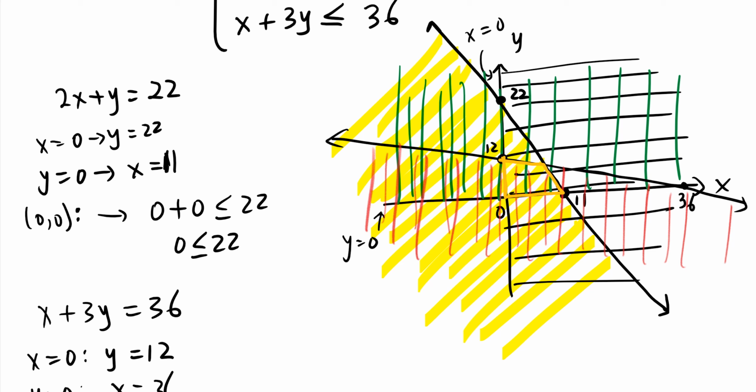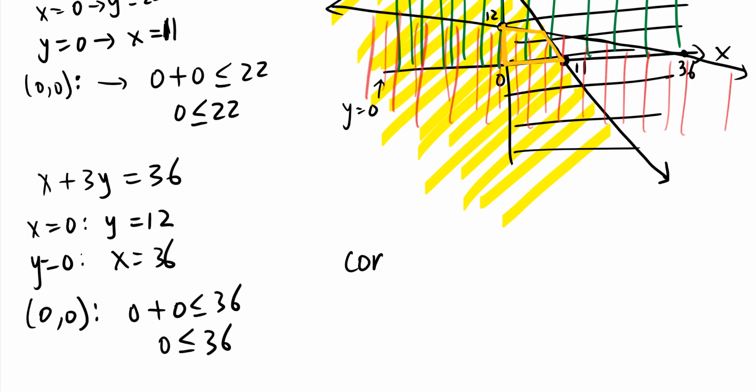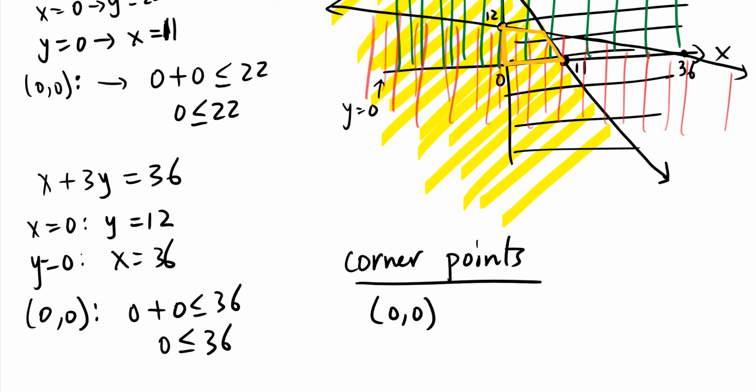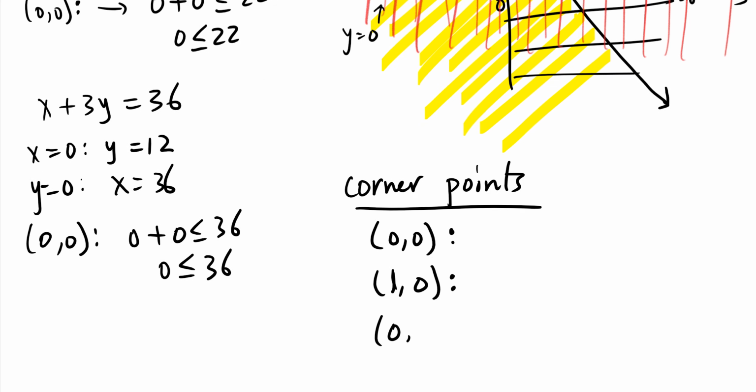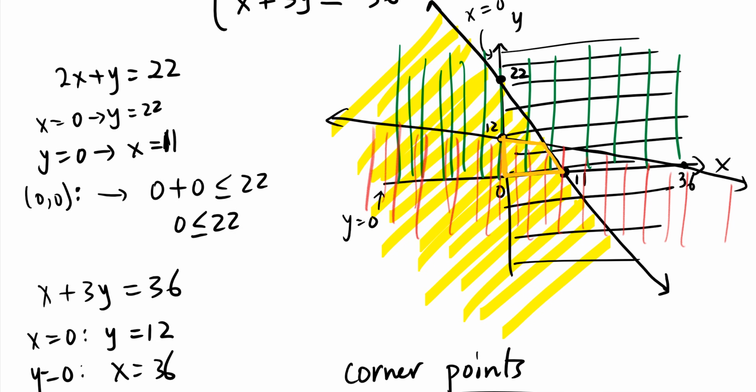And now you can see the points that we have here, the corner points. I'm going to write them here. Corner points: (0, 0) is one of them. We're going to test it. (11, 0) is another one. (0, 12) is the next one. And there will be one more point, the intersection between the two lines. We don't actually know where they intersect.